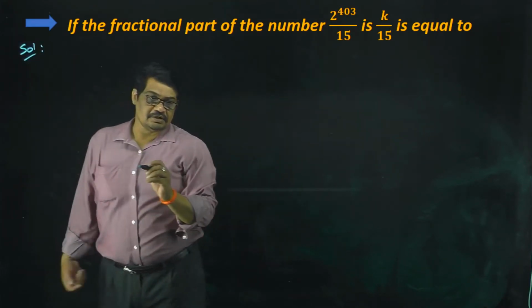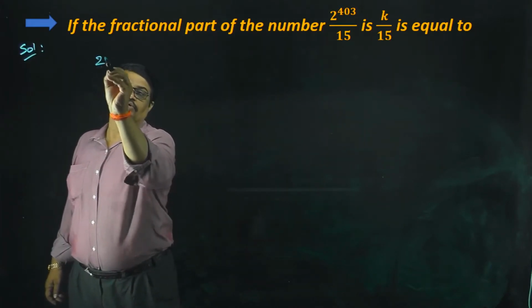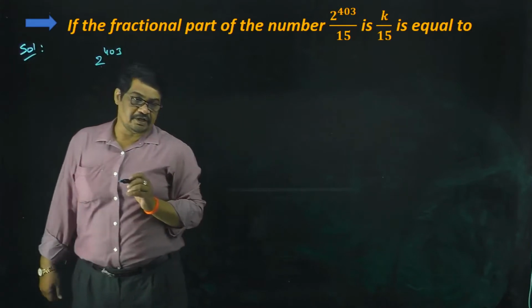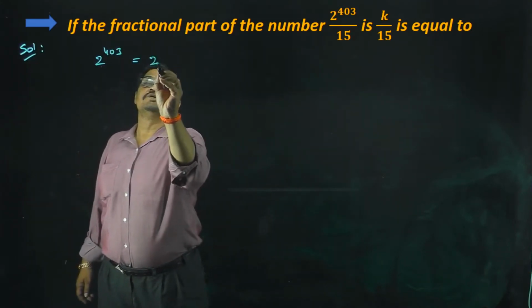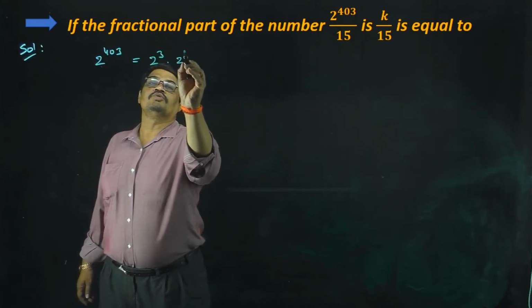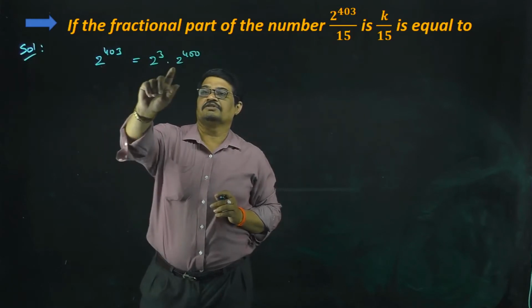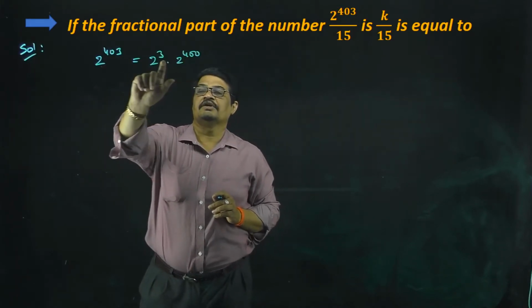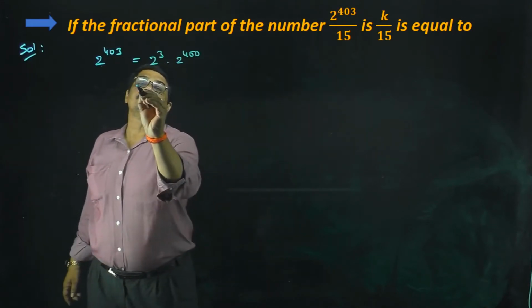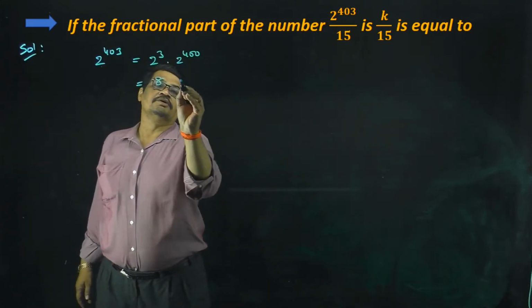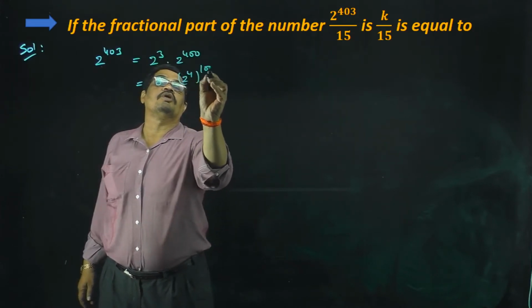So what is given here? Consider 2 to the power of 403. This can be written as 2 cube into 2 to the power of 400. 2 to the power of 3 times 2 to the power of 400 gives 403. So this 2 cube is 8, and here 2 to the power of 400 is 4 to the power of 100.